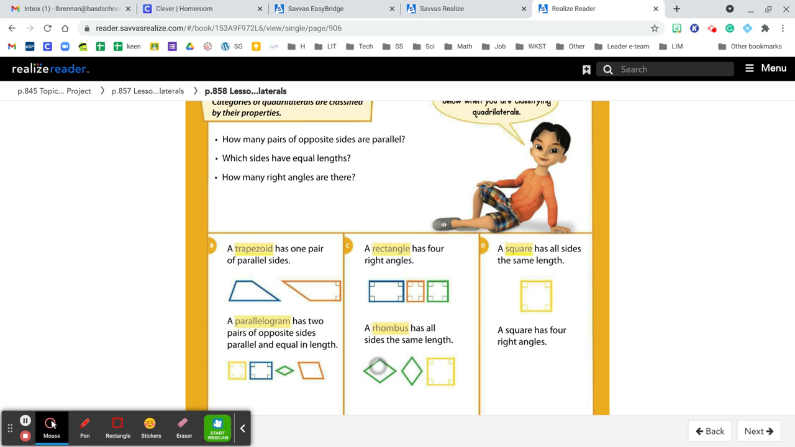And you notice a rhombus has no rules on the angles. So a square can be a rhombus. A square is a parallelogram. A square is a rectangle. And a square is a square. So a square can be in lots of different categories.